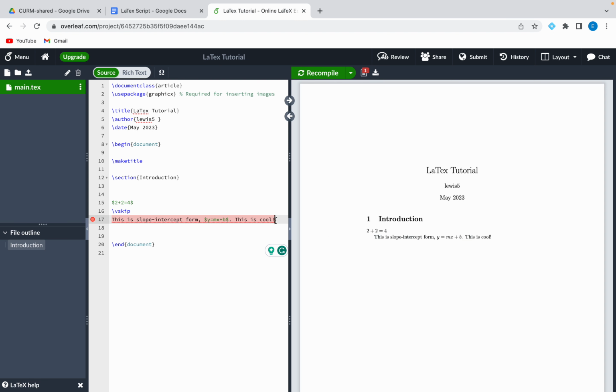This is cool. So I don't know if you noticed, but the y equals mx plus b looks different than the font that the words are written in. So right in the middle of the sentence, it'll go ahead and make whatever's in between those dollar signs a math equation. There are also several different shorthands that you need to know when writing math equations. Okay, so let's take a look at some of those shorthands.